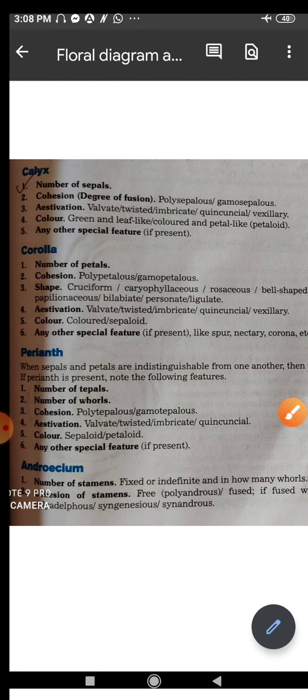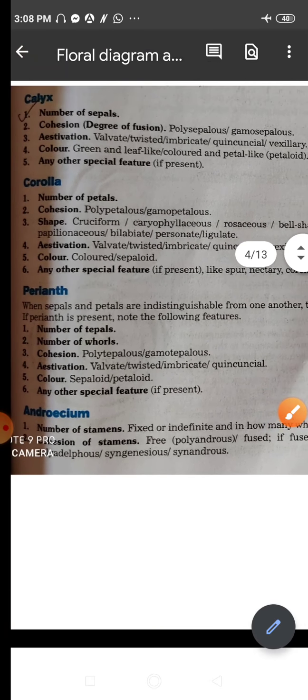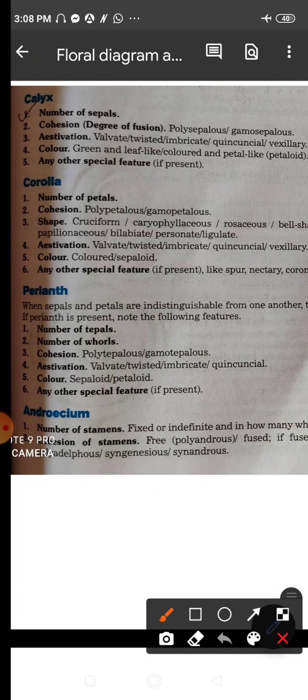Now we come to another term, that is the perianth. If the sepals and the petals are fused, they are indistinguishable. You cannot distinguish which one is the petal and which one is the sepal. Then we use the term perianth for that, right?